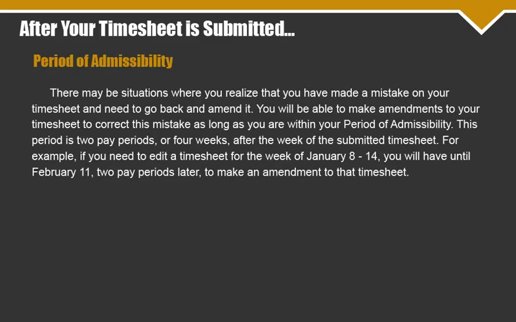Period of admissibility. There may be situations where you realize that you have made a mistake on your timesheet and need to go back and amend it. You will be able to make amendments to your timesheet to correct this mistake as long as you are within your period of admissibility. This period is 2 pay periods, or 4 weeks, after the week of the submitted timesheet. For example, if you need to edit a timesheet for the week of January 8th to 14th, you will have until February 11th, 2 pay periods later, to make an amendment to that timesheet.